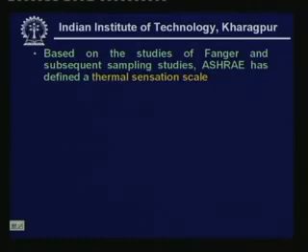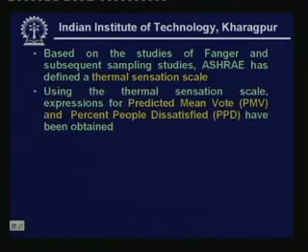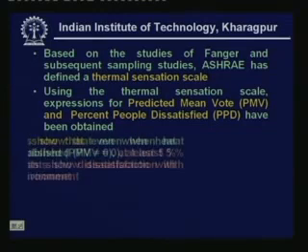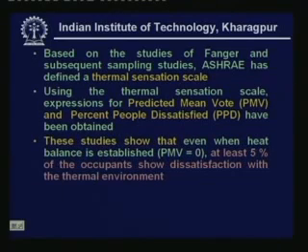Based on the studies of Fanger and subsequent sampling studies, ASHRAE has defined a thermal sensation scale. Using the thermal sensation scale, expressions for predicted mean vote and percent people dissatisfied have been obtained. So these are all more advanced thermal comfort indices. And these studies show that even when heat balance is established, that means even when you maintain the neutral condition, at least 5% of the occupants show dissatisfaction with the thermal environment.